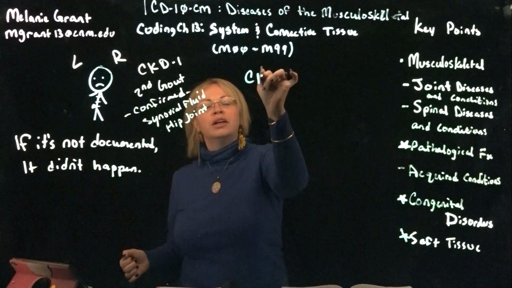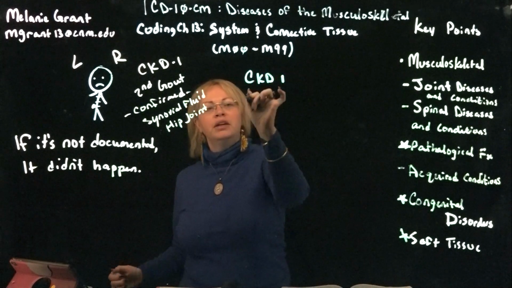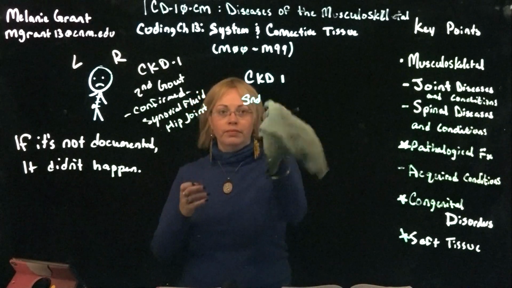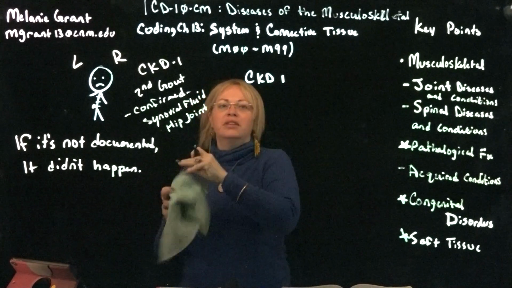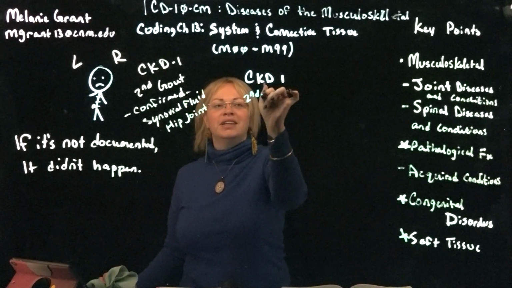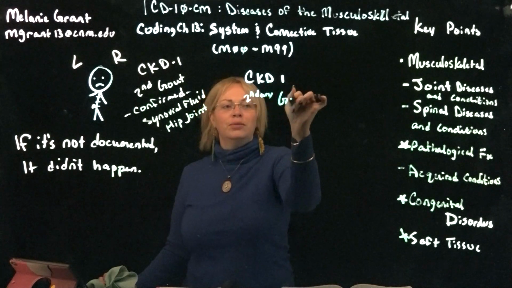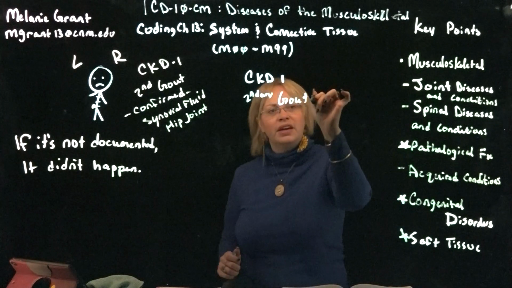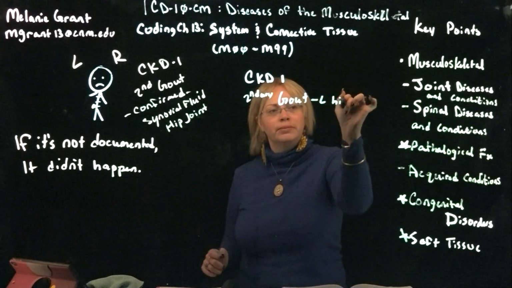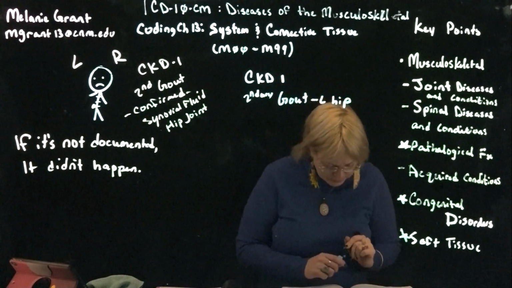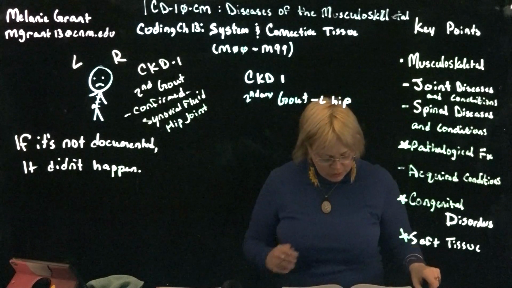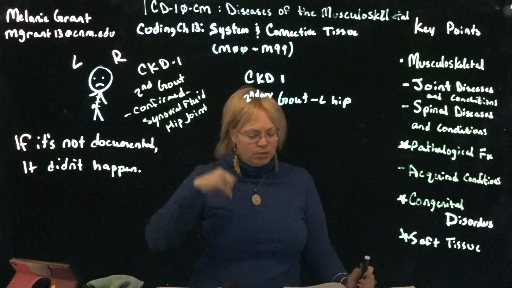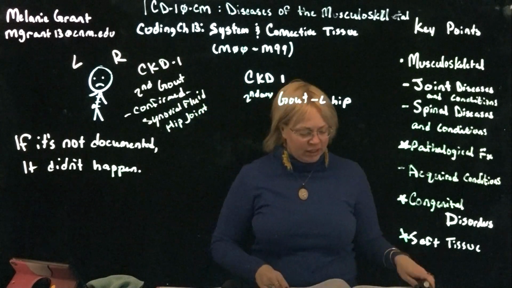First is going to be the chronic kidney disease, type 1, and then the secondary, if I can spell here, secondary gout of the left hip. Okay. Now, the reason we're going to list this in this order is because we have a primary condition confirmed, which is the chronic kidney disease.